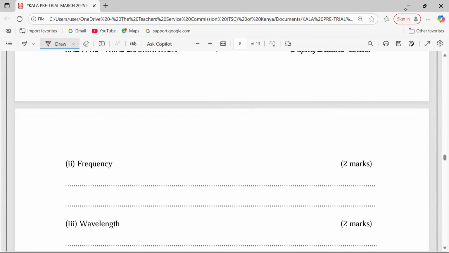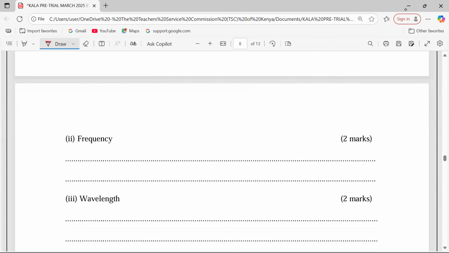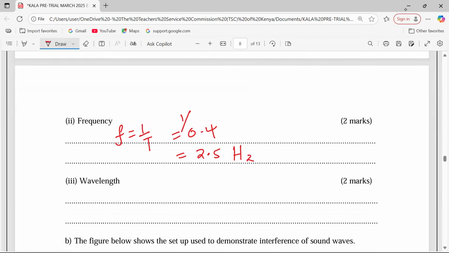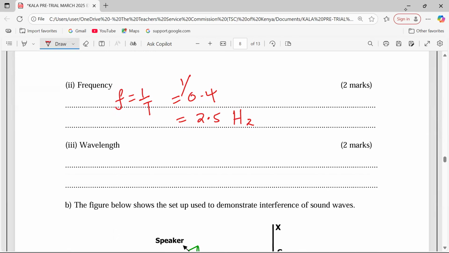Then part two, the frequency. Frequency is usually given by the reciprocal of T. So 1 out of 0.4 shall give us the value, and this is 2.5. Remember, every quantity should be given in its own SI units. For frequency, we talk about Hertz.